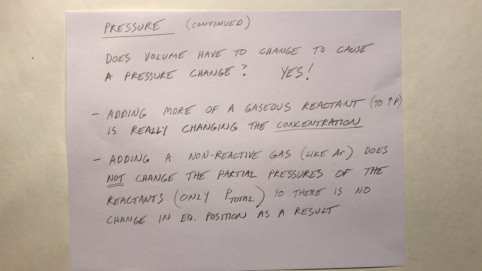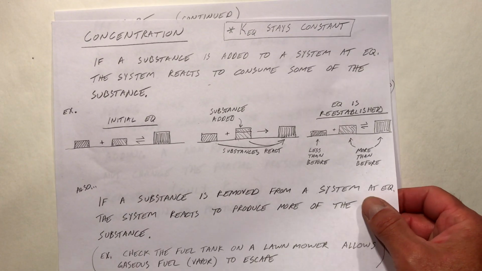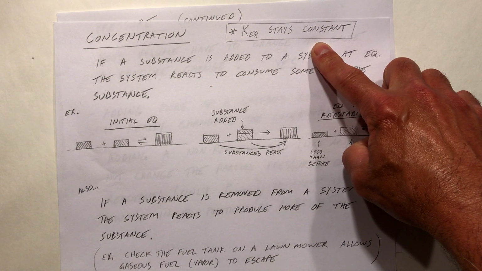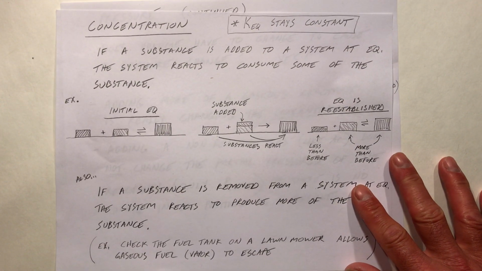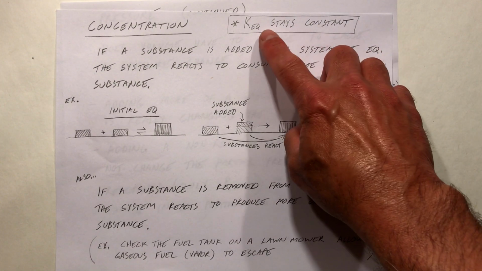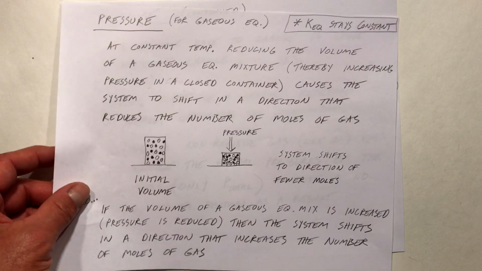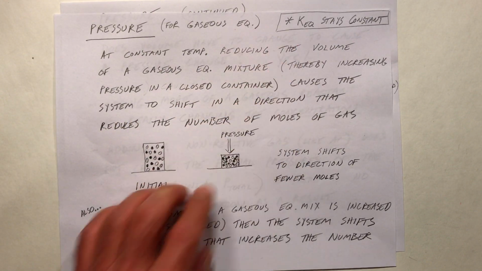So, a few important points here. Changes in concentration do not change the equilibrium constant. In fact, the shifts that we see as a result of Le Chatelier's principle are because we want to keep that equilibrium constant the same. And also, same goes for changes in pressure. Changes in pressure will not change the equilibrium constant. It will stay constant.